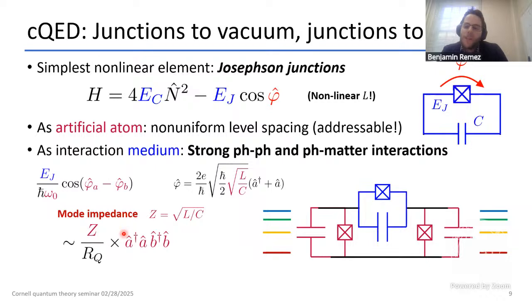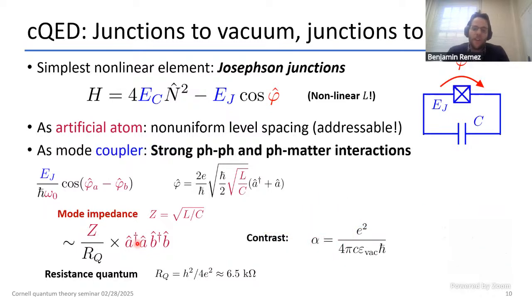Z is the mode impedance. If you have an LC circuit, besides a resonance frequency, it also has a mode impedance given by the square root of L over C. And R_Q, which is a fundamental constant, the resistance quantum, h squared over 4e squared, is about 7 kilo ohms. Or, this is 1/4 of the von Klitzing constant if you do quantum Hall. And depending on how I tune this mode impedance, I could be either very close to 0 or have a very large ratio, determining the strength of the interactions.